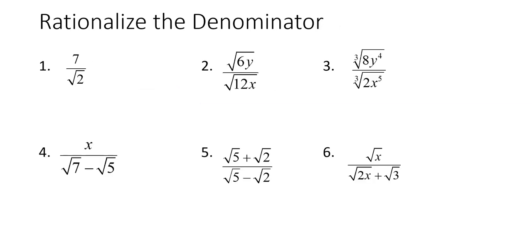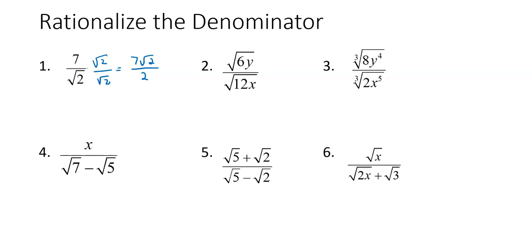I've got 7 over the square root of 2. Clearly the square root of 2 is not rational, but I can make it so very quickly by multiplying top and bottom by the square root of 2. So on the top, I get a 7 square root of 2. Remember we said that if you multiply a square root by itself, you just get the number on the inside, right? You get square root of 4, which is 2. All right, well, that was pretty easy.